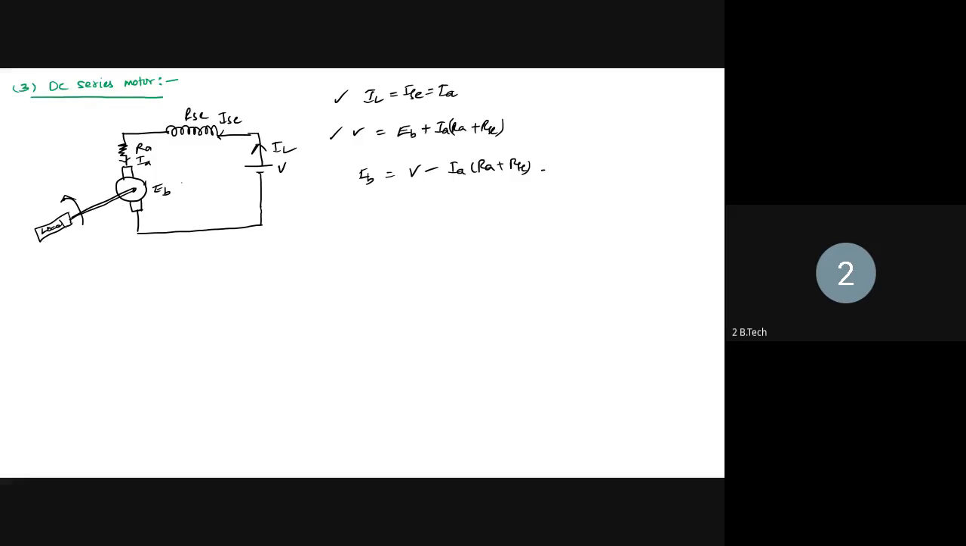Right? So whenever the load changes, the armature current changes. Whenever the armature current changes, the series field current changes. So whenever the series field current changes, the flux in the machine will change. So it is not a constant flux machine, it is a variable flux machine. So it is a variable flux motor.